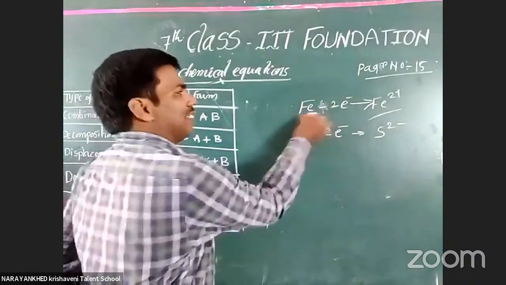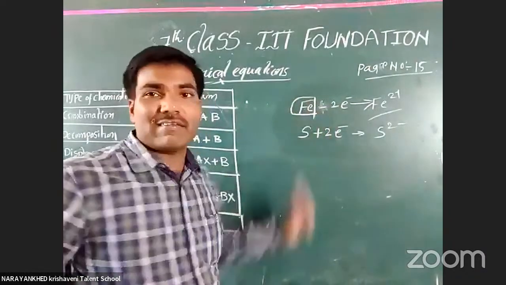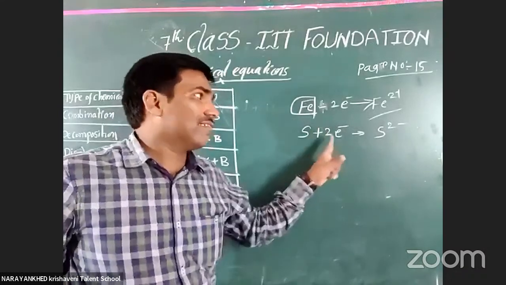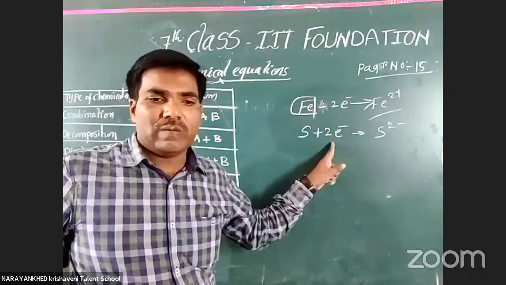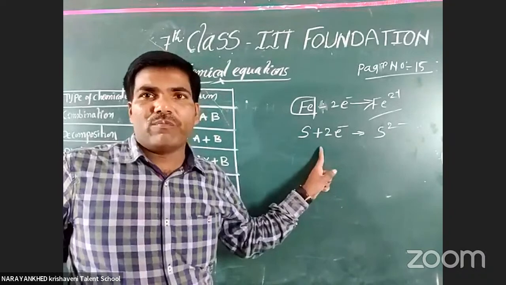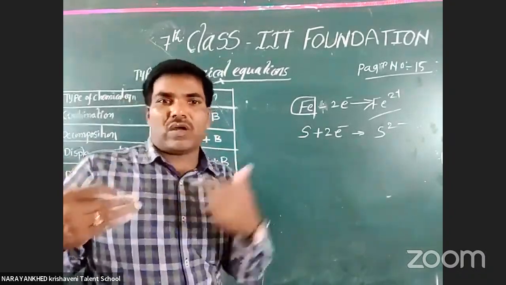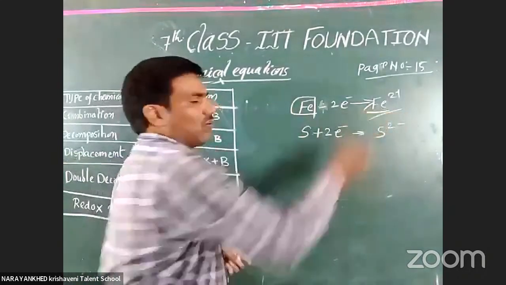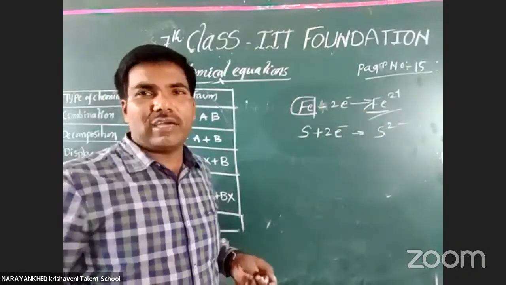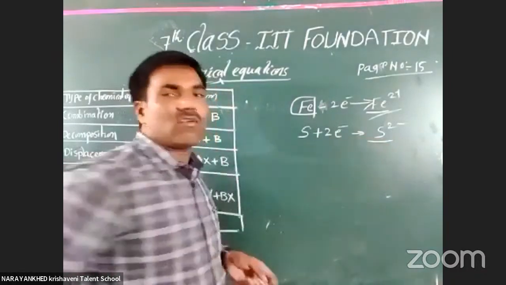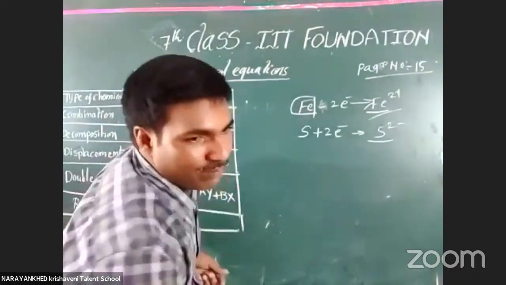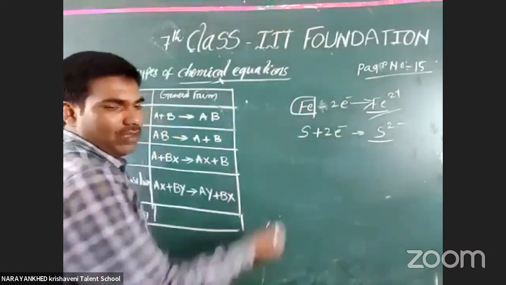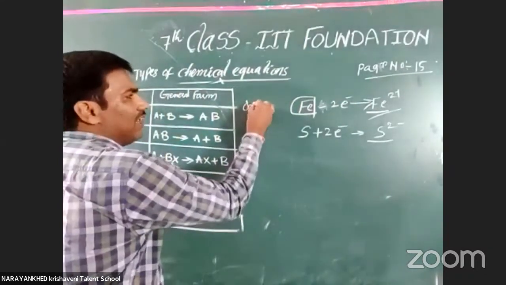Here we have taken ferrous, which loses two electrons, and the sulfur gains the two electrons. Clear or not, all of you? The sulfur absorbs the two electrons that the ferrous loses. The loss of two electrons is called oxidation. The gain of the two electrons is called reduction. The combination of both is called a redox reaction.